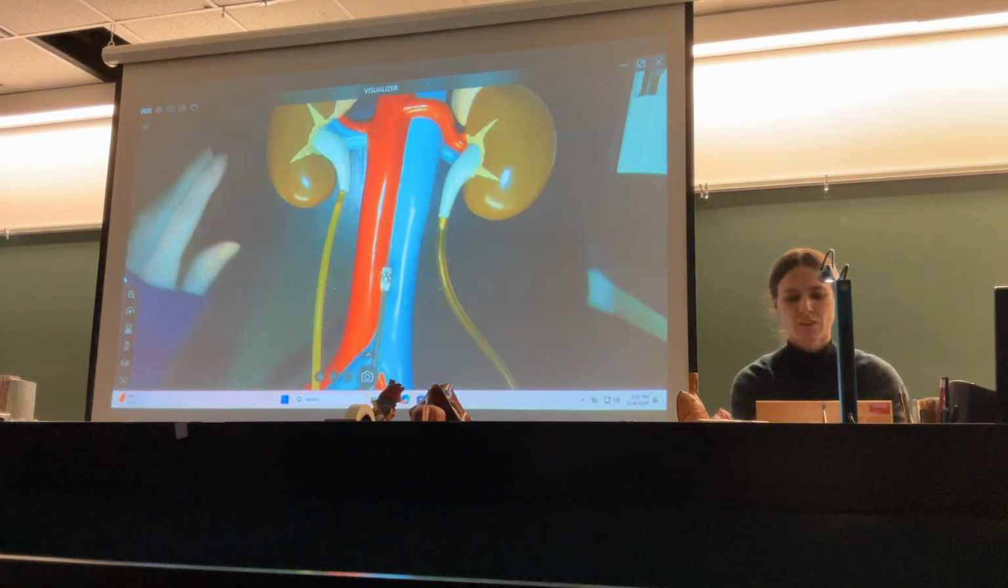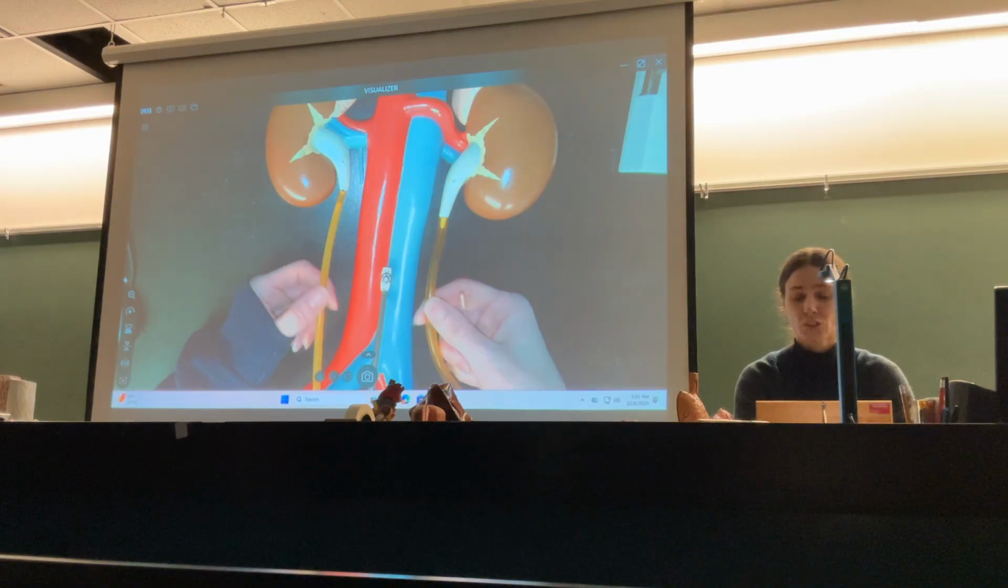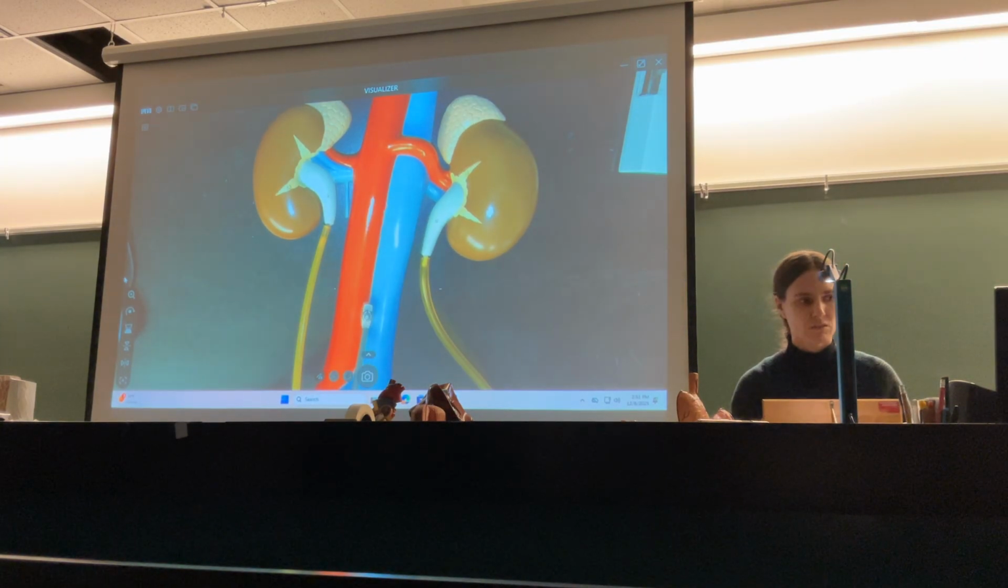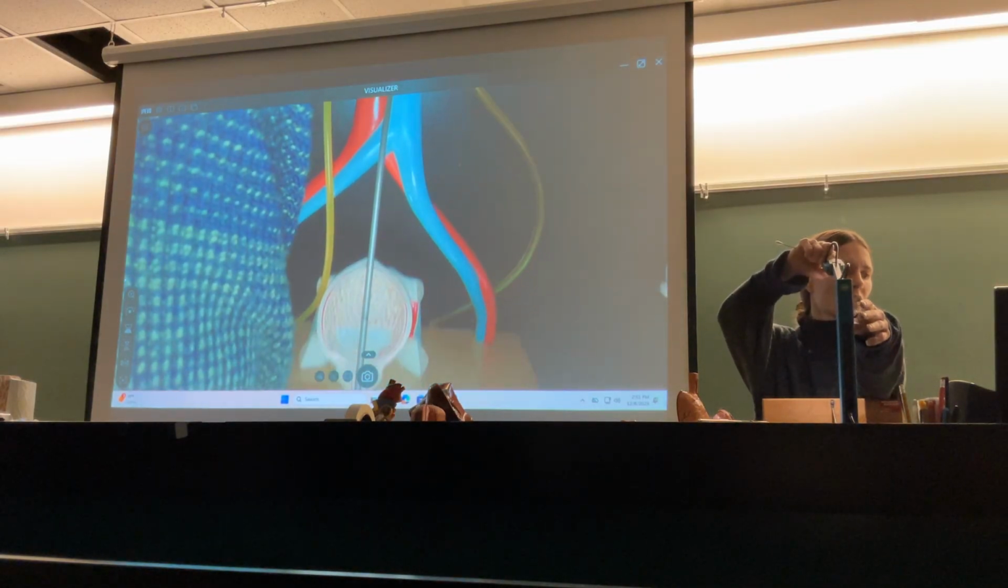Now, so this is your kidneys. What are these right here? Ureters. Your ureter. So those are going to take the urine made in the kidneys and bring it to the bladder.